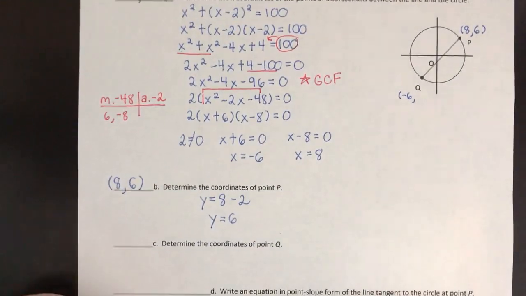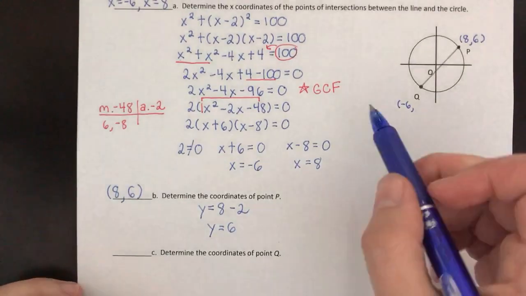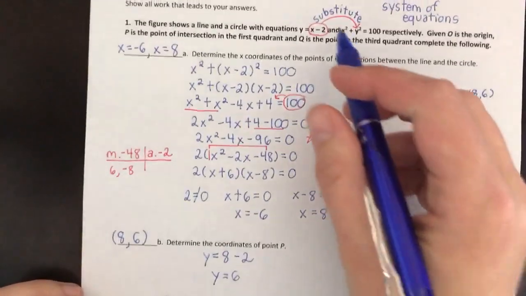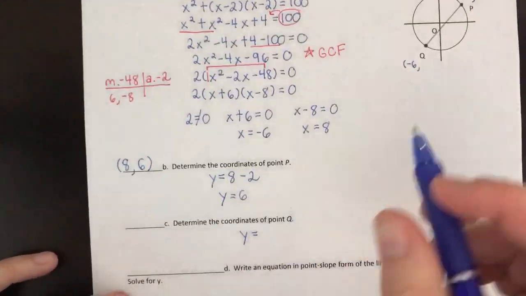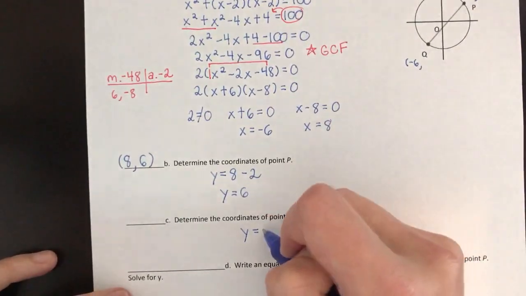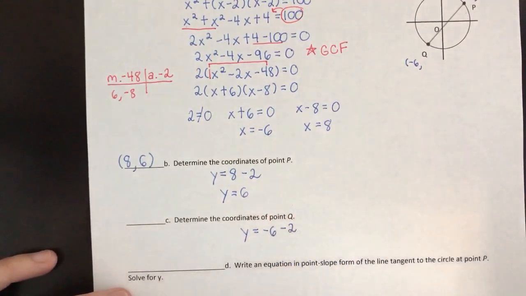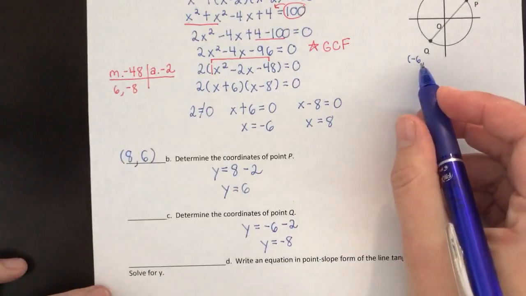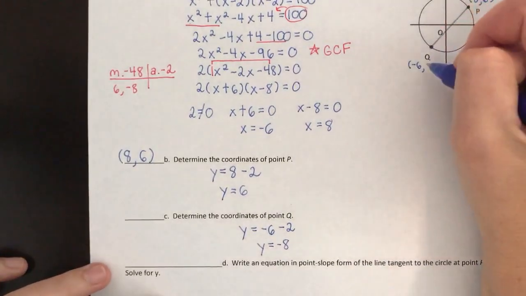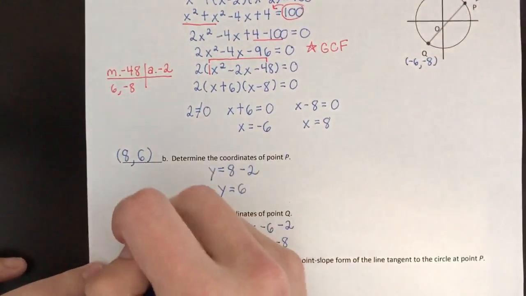Part C wants us to determine the coordinates of Q. So same process. To find that y value, go ahead and plug into this equation here. So y equals, our x value for Q is -6, so -6 minus 2. So y equals -8. So our coordinate for Q would be -6, -8.